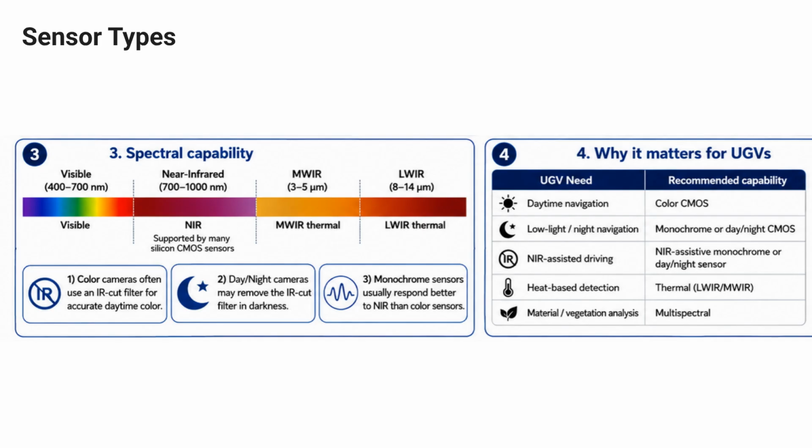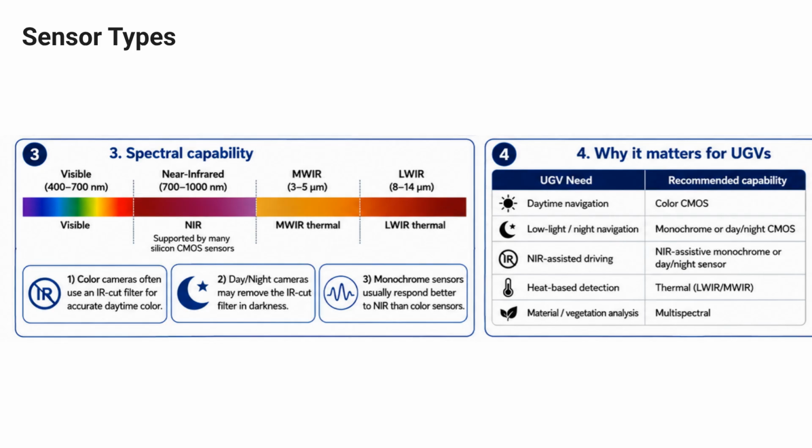Color cameras often use an IR cut filter for accurate daytime color, while day and night cameras may remove this filter in darkness. Monochrome sensors usually respond better to NIR. For vehicles, this directly affects mission suitability.